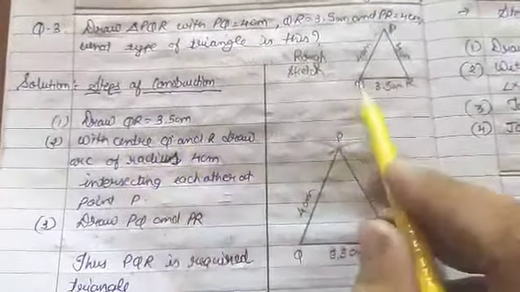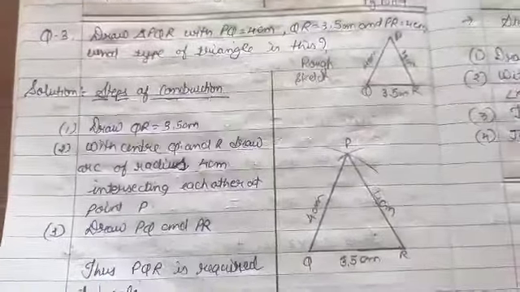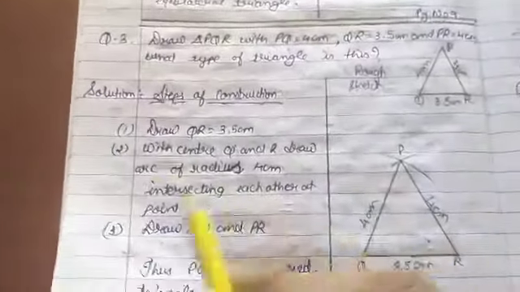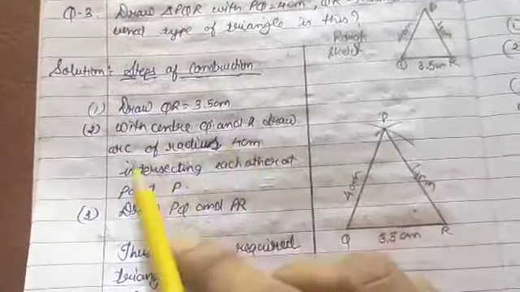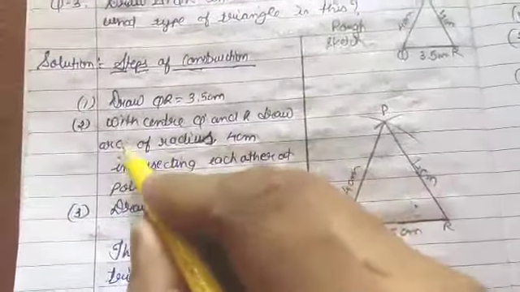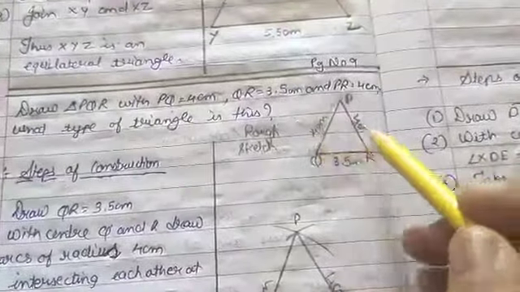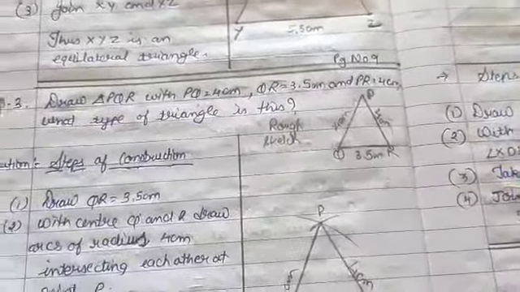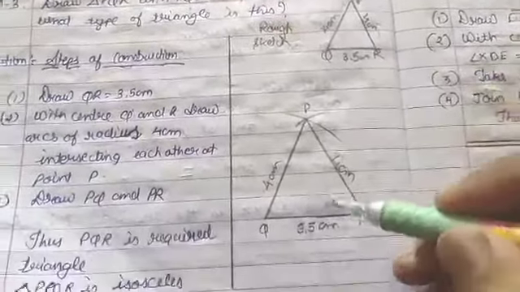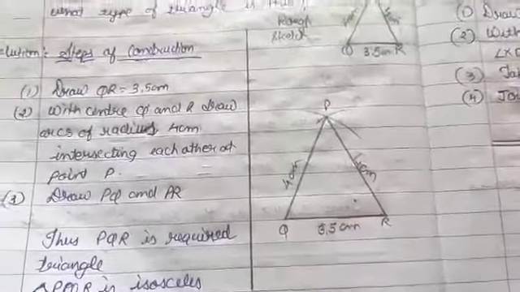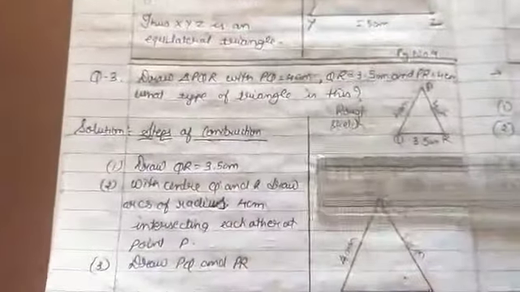Draw QR first. This QR is the base of length 3.5 centimeter. See here, take a length of 3.5 centimeter. Then with centers Q and R, draw arcs of radius 4 centimeter. As in this case both sides are equal, you can either write both steps separately, or you can do it in one step only. So first you take 4 centimeter.